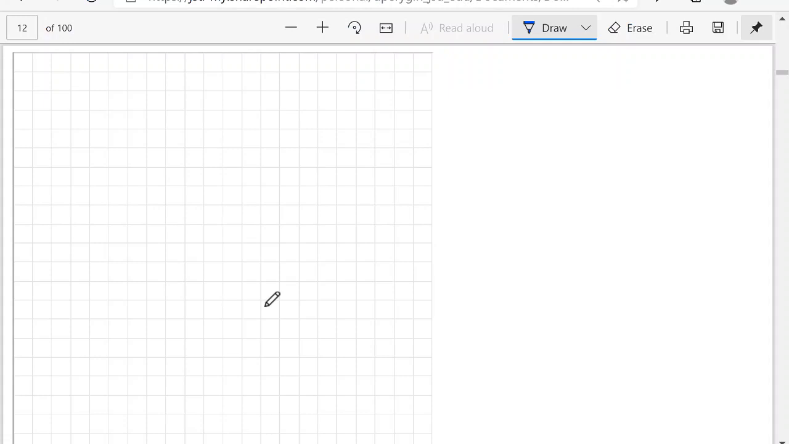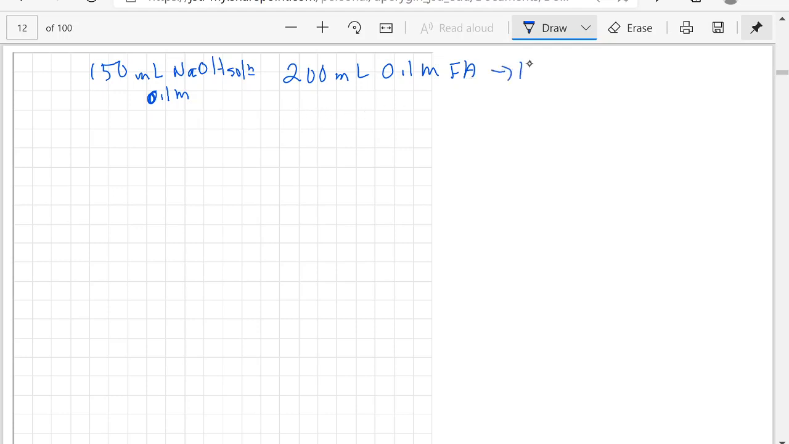Okay, so what do we have here? We have 150 milliliters of sodium hydroxide solution, that's 0.1 molar, and we've got 200 milliliters of 0.1 molar formic acid solution. Water is added to give a total of 1 liter for the total solution. So this is not a weak base or weak acid equilibrium problem. This is a weak acid strong base problem.